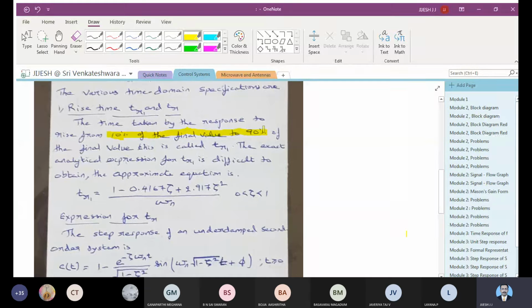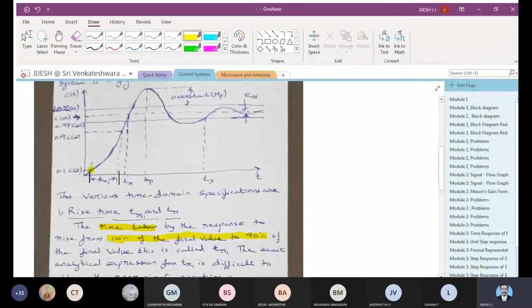So this rise time is called TR1, and the main thing you have to understand is the time taken by the response to rise from 10% of the final value to 90% of the final value. That is what you can see here, from this point till this point, 90% of the final value. That time is called the rise time, and we have the equation for TR1 for a second order system.